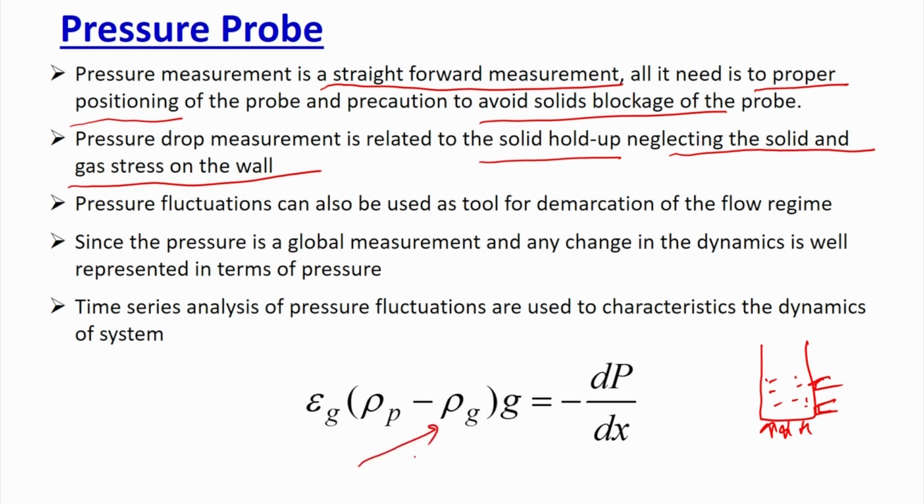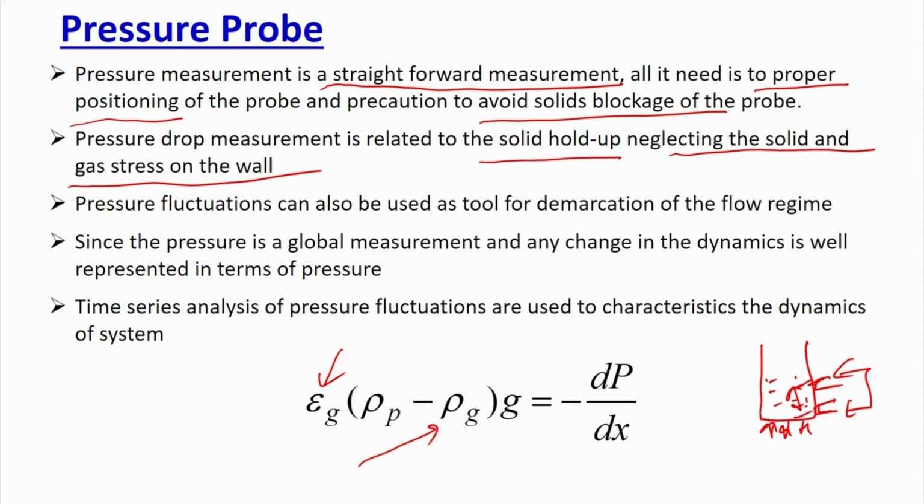Say you are measuring the pressure at two different locations. The delta P between these two locations will be mainly because of rho g h, and the effective rho will be rho p minus rho g, into epsilon g, because I am interested in the particle. So, delta P equals rho p minus rho g, into epsilon g, into g h. From this you will find epsilon g. Once you know epsilon g, you can calculate epsilon s, because epsilon g plus epsilon s is equal to 1.